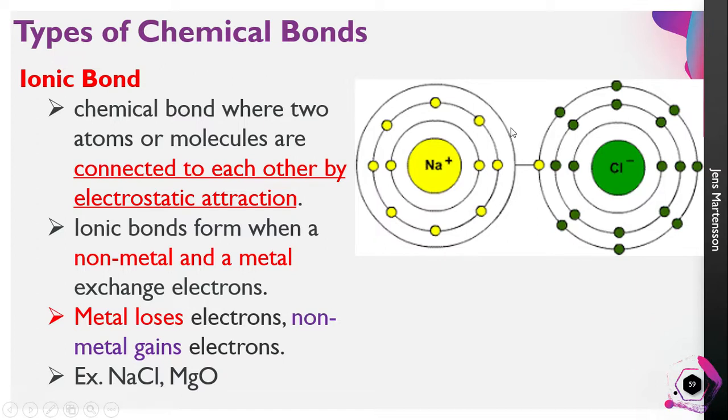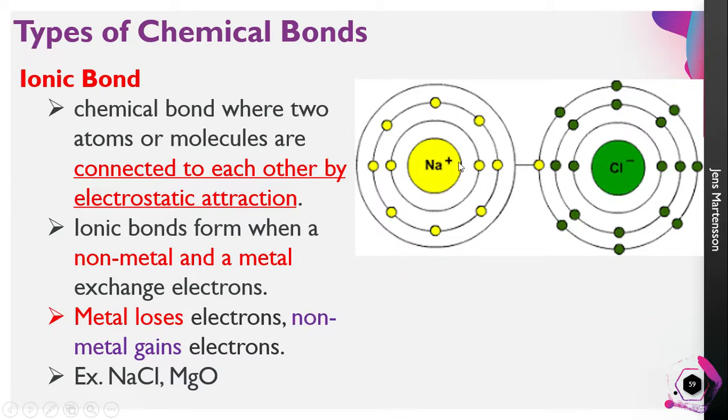So sodium has a valence electron of 1, meaning it has 1 electron in its outermost shell. Chlorine has 7 valence electrons, meaning 7 electrons in its outermost shell. So sodium here donates its one electron. Sodium here is the metal. It donates its one electron to chlorine, which is the non-metal. Chlorine here is now the acceptor of the electron.